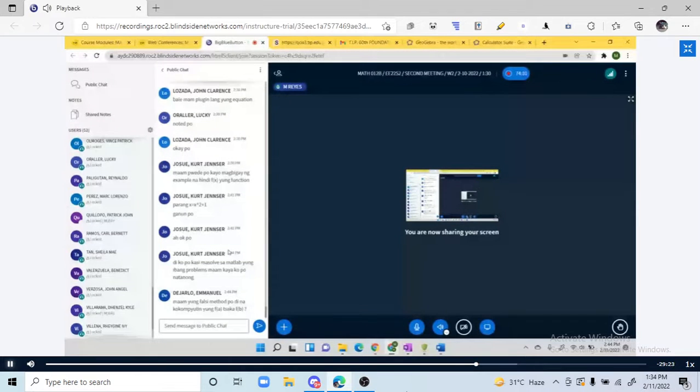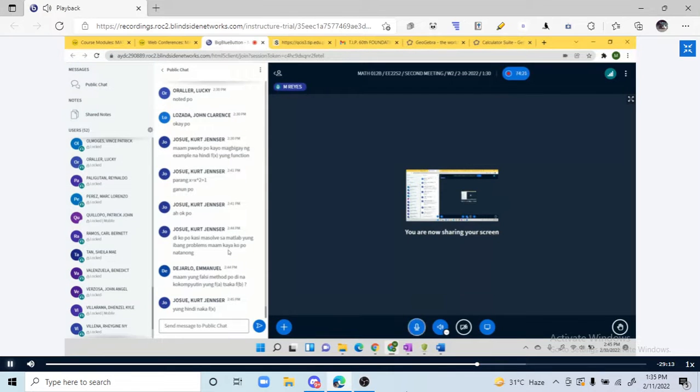Hindi ko po kasi ma-solve sa MATLAB yung ibang problems mo, kaya ko po natanong. Alin doon? Yung falsi method po. Wala pang regular falsi doon. Fixed point. Fixed point? Sige, mamaya, we'll talk about that.